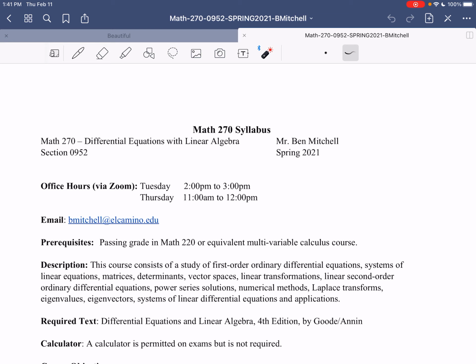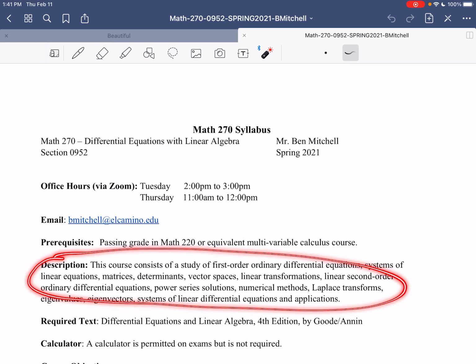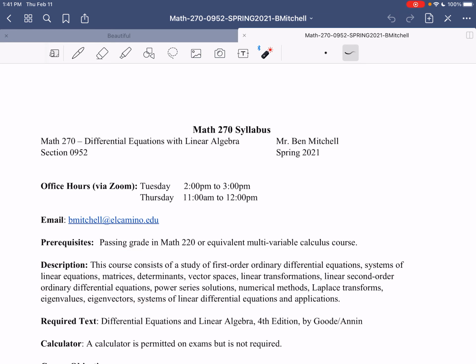As you can see here, there's a description of all the different things we'll be covering in this class. I'm not going to spend the time right now to go ahead and discuss all that, as a lot of the stuff maybe won't make sense right now, but it does give you a general idea of what we'll be covering in this course.